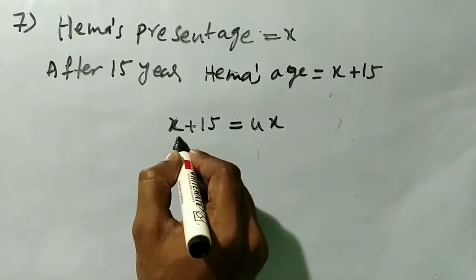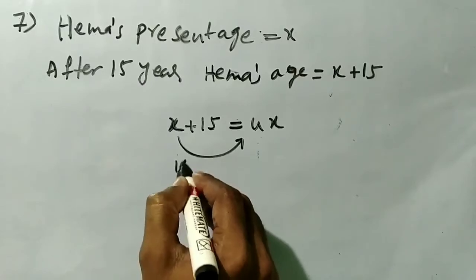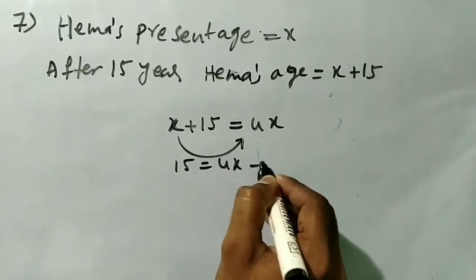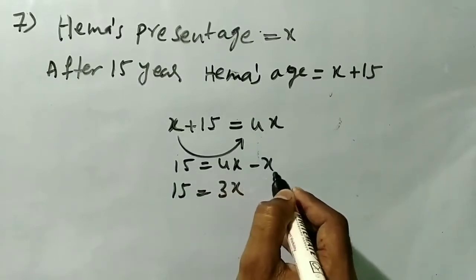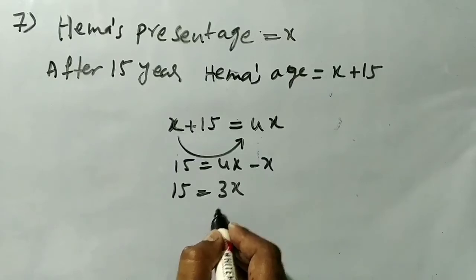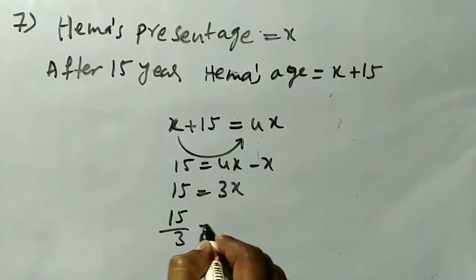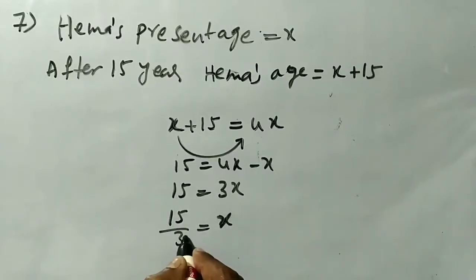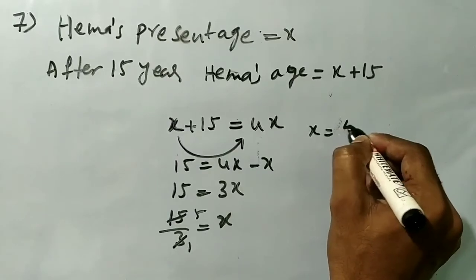So here x addition, when it goes to RHS it becomes minus, that is 15 is equal to 4x minus x, that is 15 is equal to 3x. 4x minus x is equal to 3x. So here 3 is multiplying. When it goes to LHS it becomes division. So 15 by 3 is equal to x. So we know 3 5s are 15. So x is equal to 5.